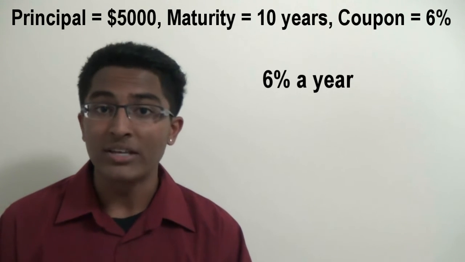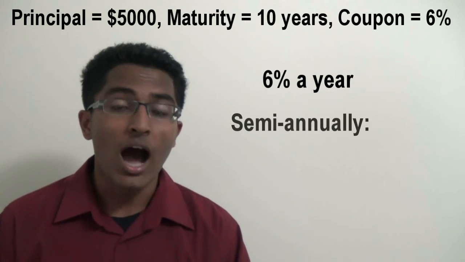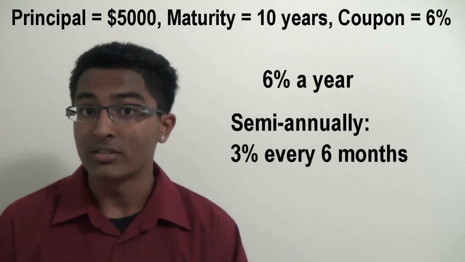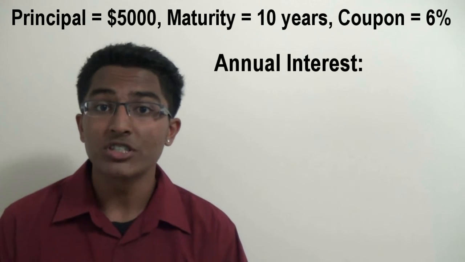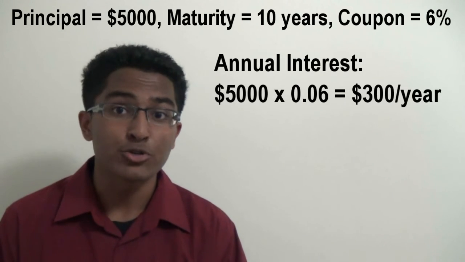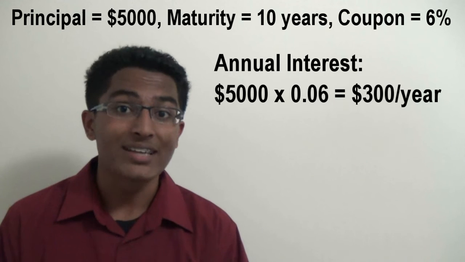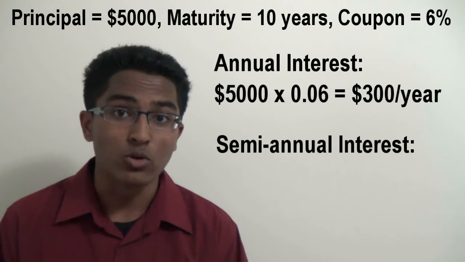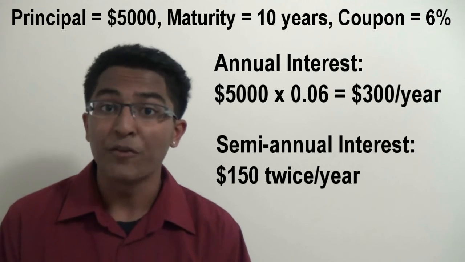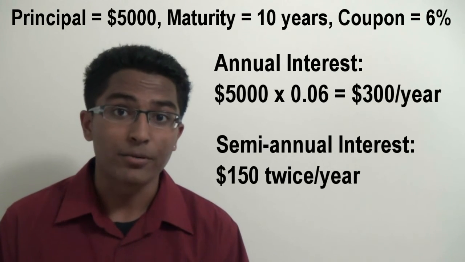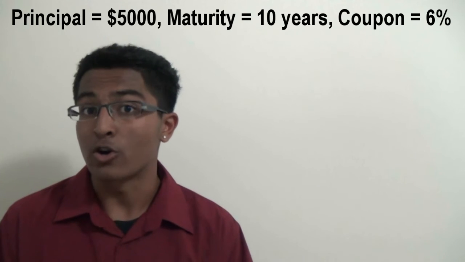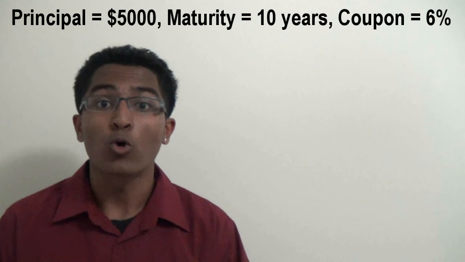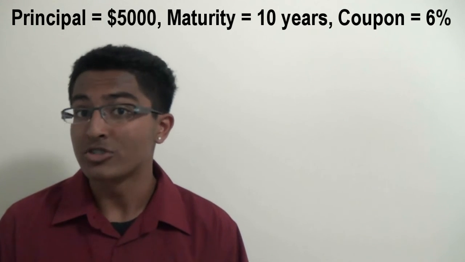And since the bond pays interest semi-annually, I will get 3% of the principal amount every 6 months. This will result in me receiving $300 in interest every year for the next 10 years. And since the interest is paid semi-annually, I will get $150 twice per year. After the 10 years are over, I will get my $5,000 back plus the total interest, which is $3,000.